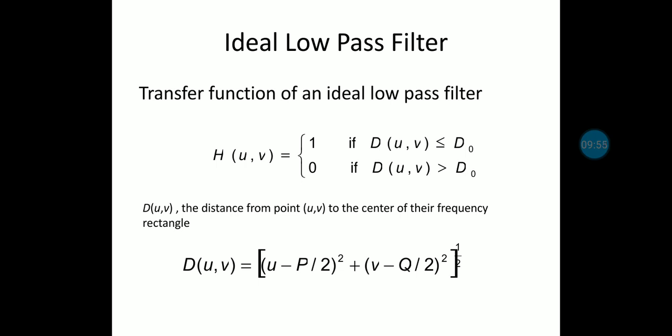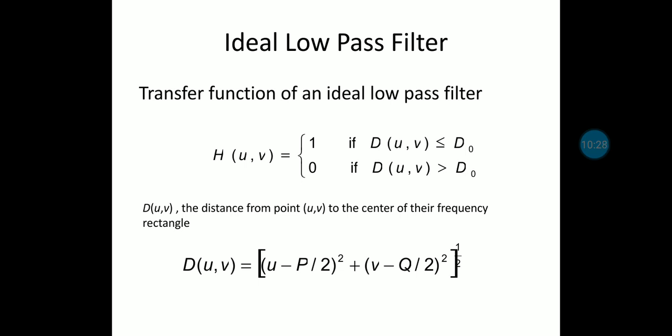So let's analyze the transfer function of an ideal low pass filter. Basically the filter transfer function is represented by H of u comma v, isn't it? So we have two values represented, 1 and 0. If D of u comma v is less than or equal to D naught, we have H of u comma v as 1. And if D of u comma v is greater than D naught, we have H of u comma v as 0.